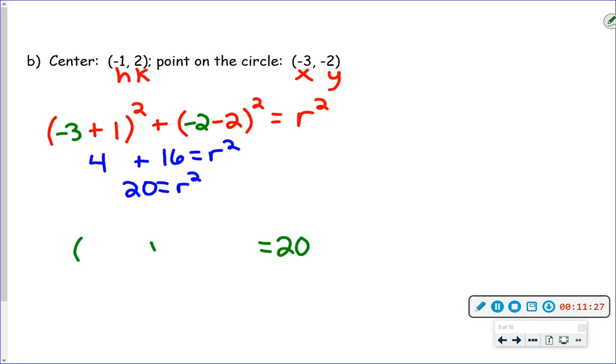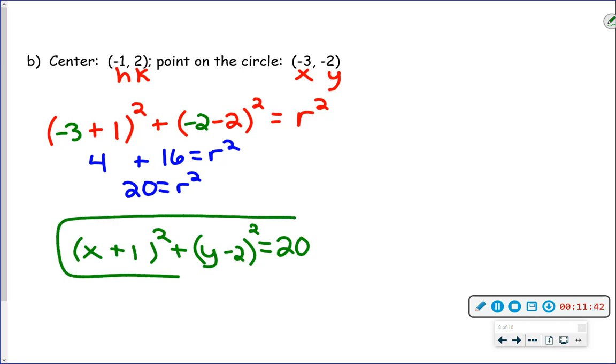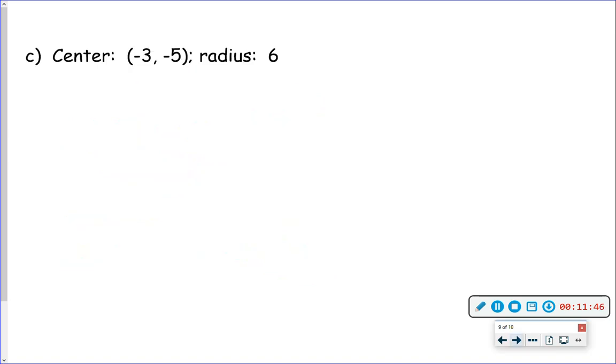Okay, final answer. Again, infinite amount of points on the circle, so we're going to leave x and y alone. The center is fixed, so I'm going to put in the h and the k. H is negative 1, so I'm going to change it to plus 1. K is 2, so I'm going to change it to minus 2. Got it.